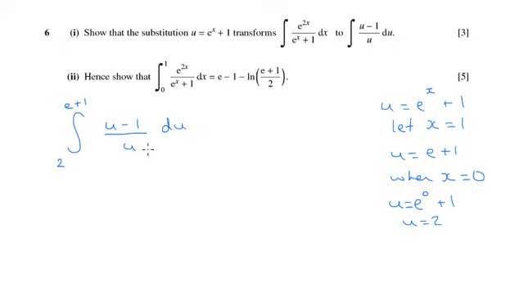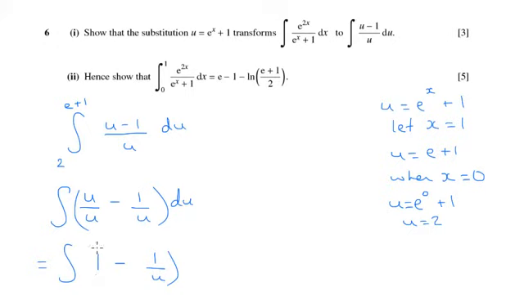u minus 1 over u du. Now this we can't integrate as it looks either, but we can quite simply split that into two separate fractions. We've got u over u minus 1 over u. u over u is obviously 1, so we've got 1 minus 1 over u. That's what we're going to integrate between 2 and e plus 1.